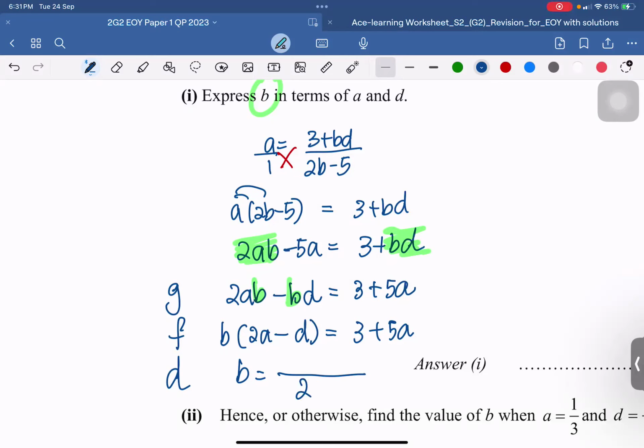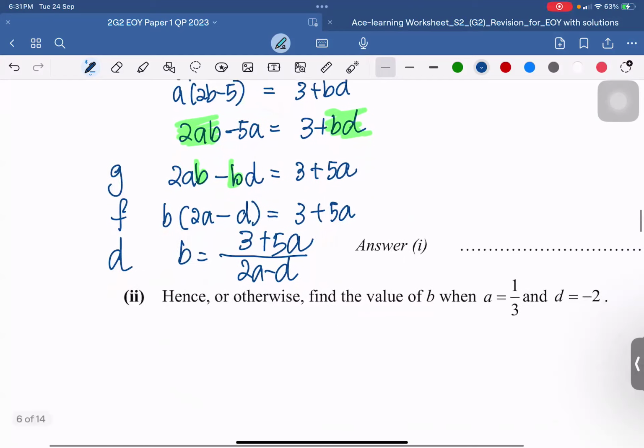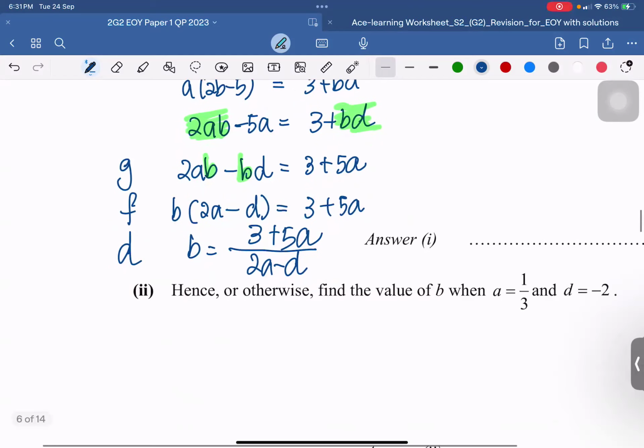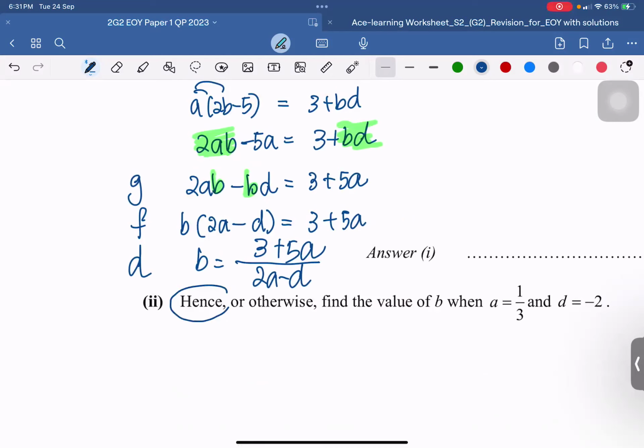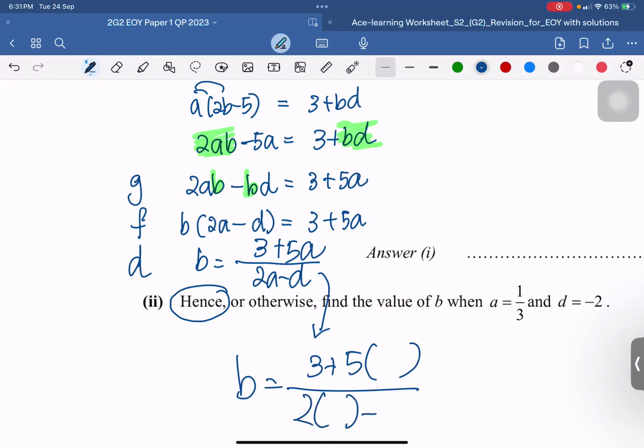2A minus D is below. Yes. Then plus 3, 5 plus 8. Correct. So this one is on top. Okay. Then they say hence for part B, right? That means you use this answer. B equals 3 plus 5A over 2A minus D. What is the value for A now?